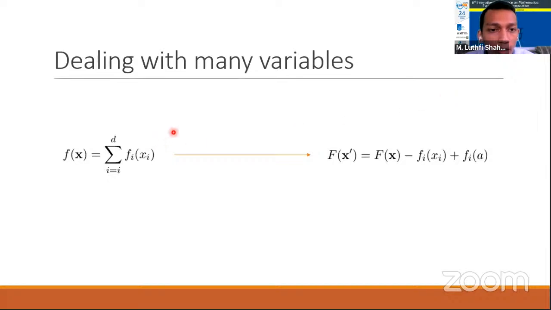And then this is the idea we use for dealing with many variables. For example, if the function we want to solve can be written as a sum like this, with i equals 1 to d. Then if we obtain a new solution X' by replacing Xi with a, then the fitness value or the function value of X' can be calculated by this equation.